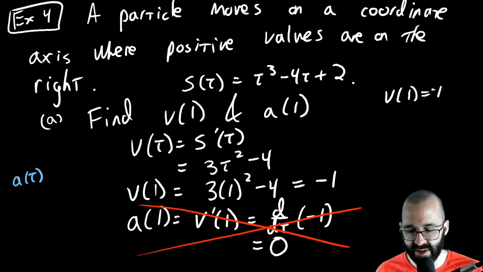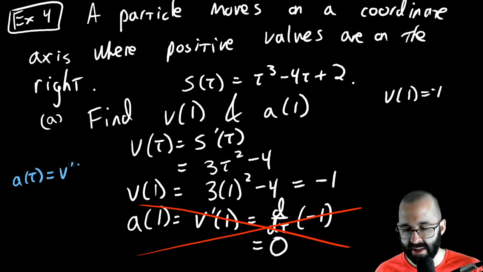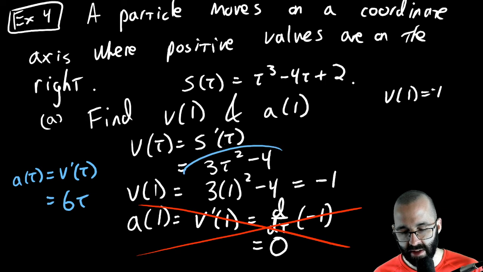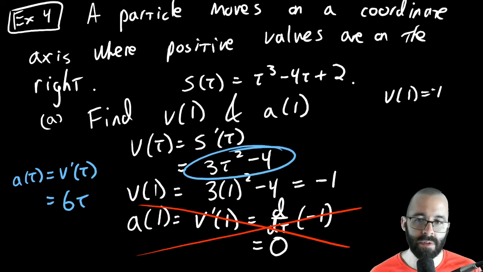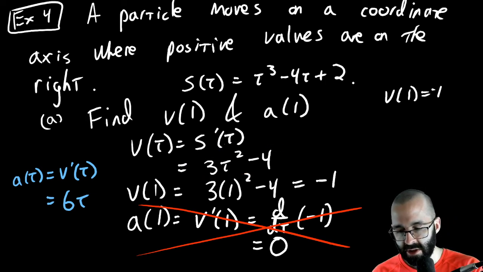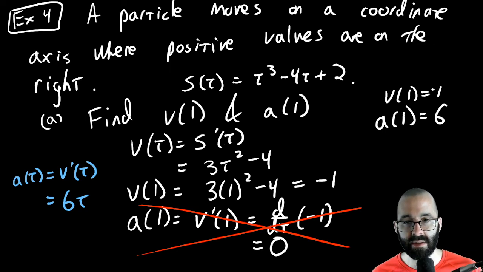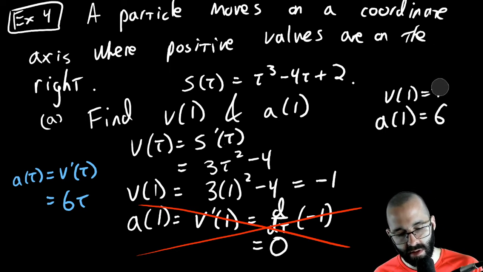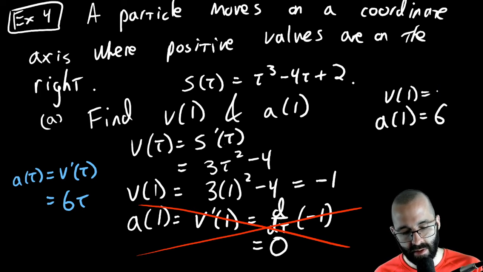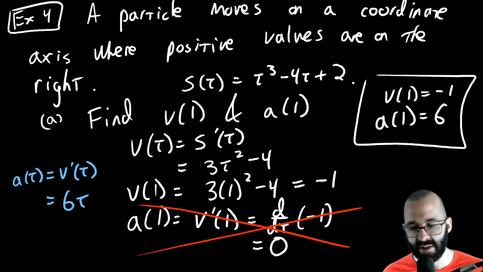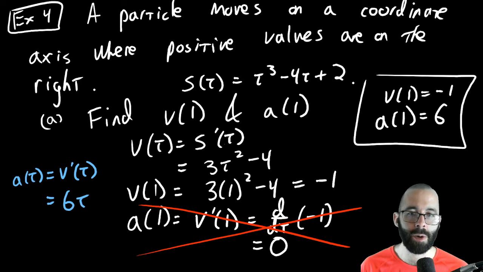So this blue stuff is the correct stuff. The acceleration is the derivative of the velocity. The derivative of the velocity is going to be 6 times t, just using the power rule. So specifically, the acceleration after 1 second is going to be 6. So this is the answer to part A, and we're going to use this to help us in part B.